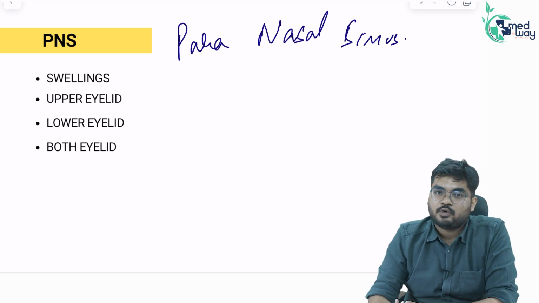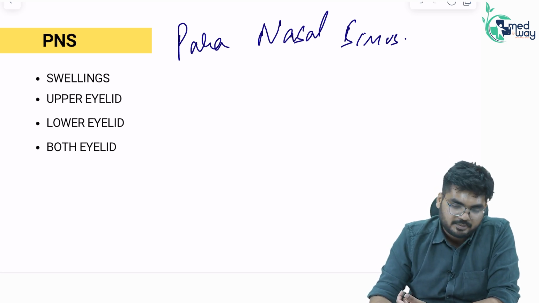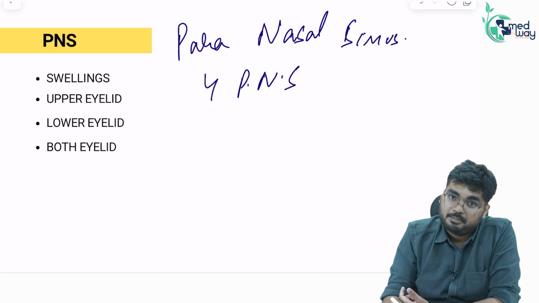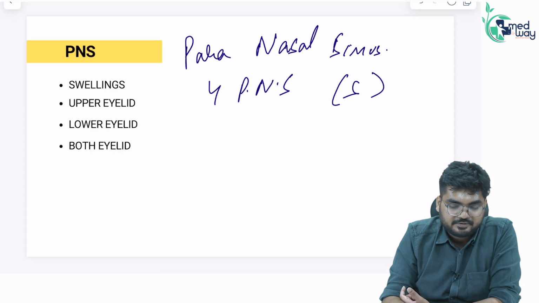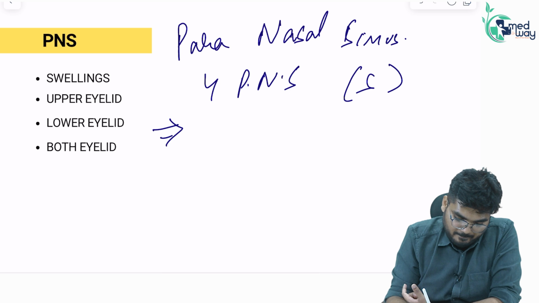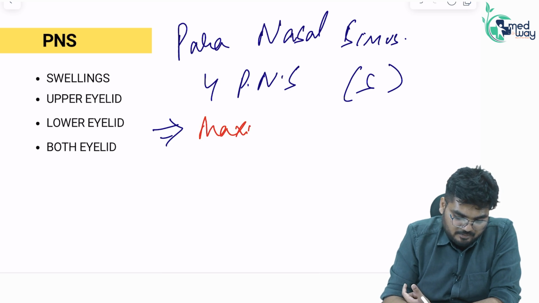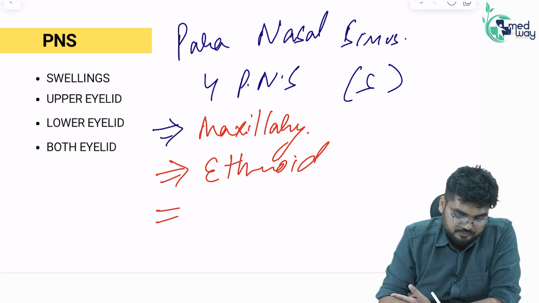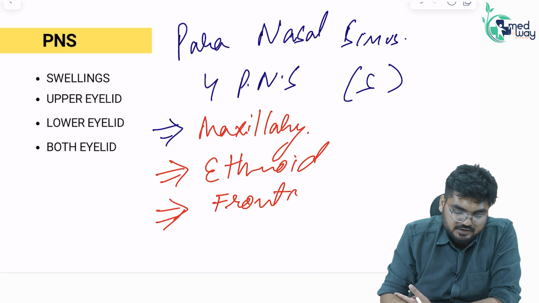Sir, can you tell me what are the basic paranasal sinuses that we have to remember? In general, there are 4 paranasal sinuses. Some may say 5. I'll explain why they say 5. 4 and 5 both are fine. These are the maxillary sinus, then ethmoid sinus, then frontal sinus, and then sphenoid sinus.